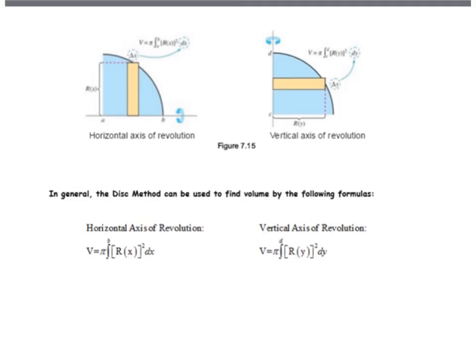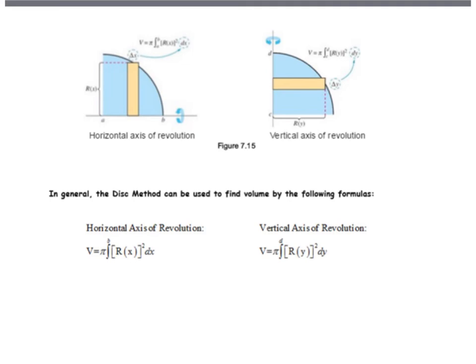Okay, so there's always a twist, is there not? So far we've been looking at a horizontal axis of revolution, revolving around the x-axis, so the radius of my disks are all going to be vertical. Horizontal axis, vertical rectangle. But what if you switch it? What if you want to revolve it around the y-axis? Then you're going to have a vertical axis of revolution.